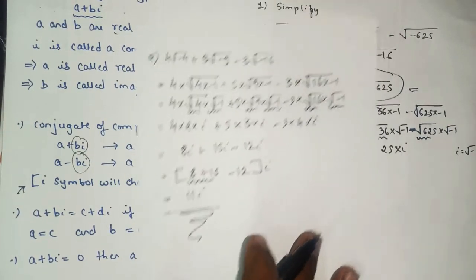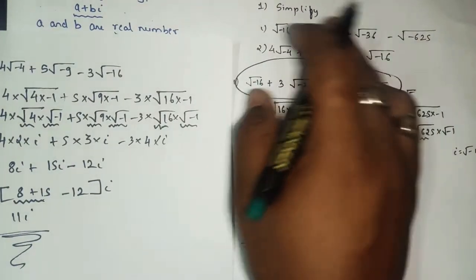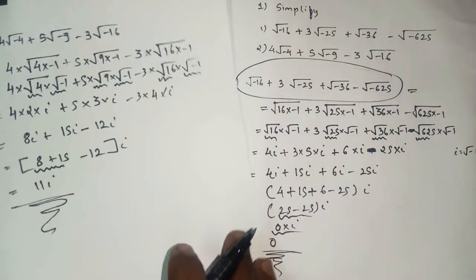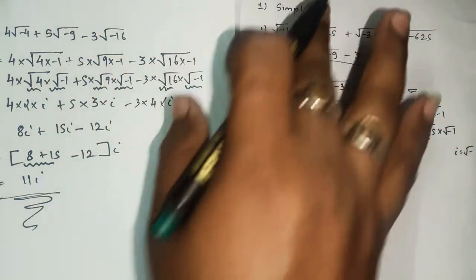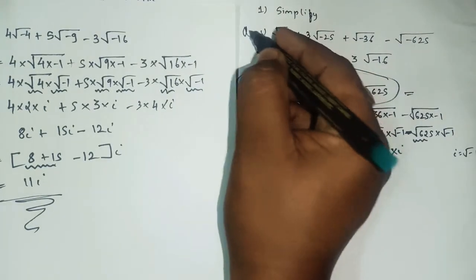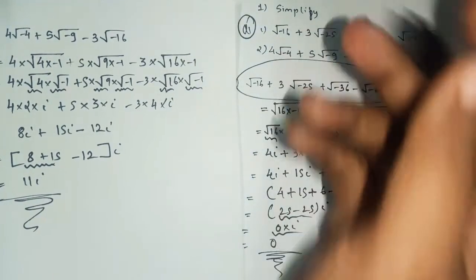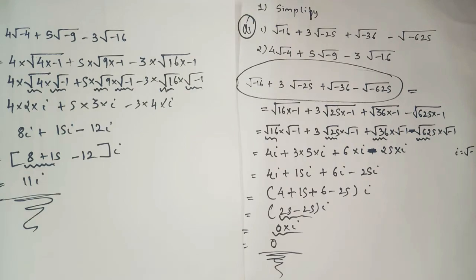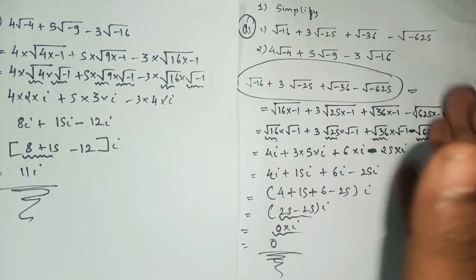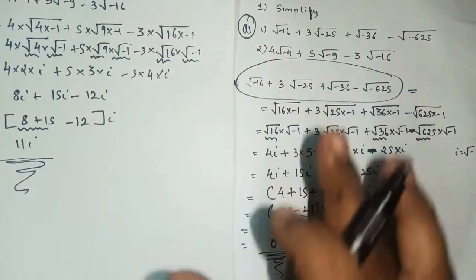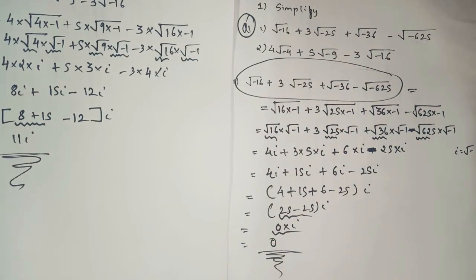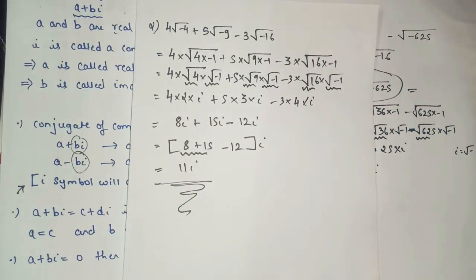Yes or no? So the question number 1, it says that you have to simplify, as this question is there for both the streams, science as well as commerce. I hope you all understood how to find the answer or how to simplify the given question. So for the first question here we got the answer as 0, and the second question we got the answer as 11i. Okay, so let's move on to the next sums.